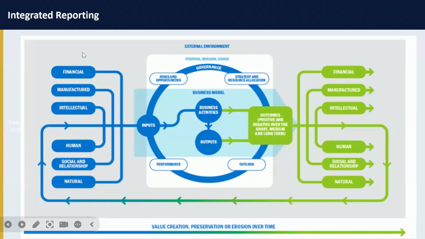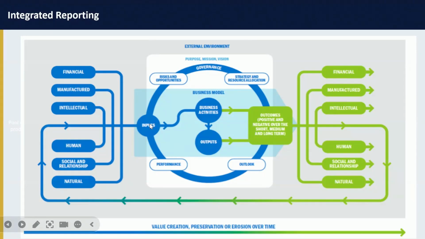So the first step is all our financial, manufactured, intellectual, human, social and relationship, and natural capital is input into the business. Using all these capitals, we start the business. Now when you input, you will have to focus on the external environment. Based on the external environment and based on the purpose, mission and vision of the organization, you will design your business model. Business model is very important.